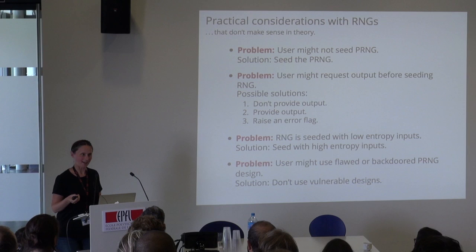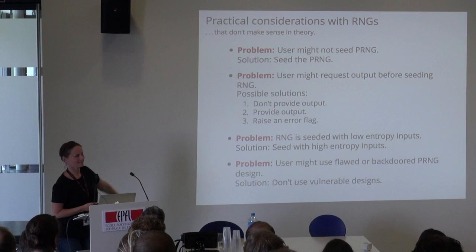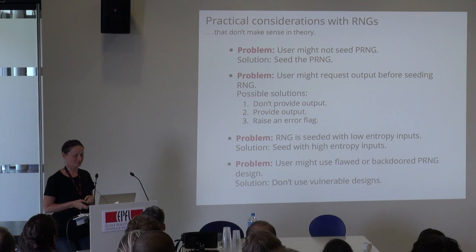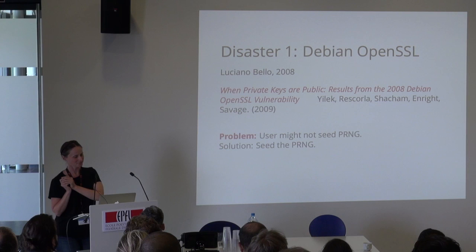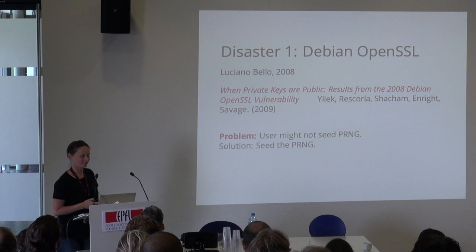So basically, this slide here is the summary of what I'm going to talk about in this talk. I'm going to show how these problems recur over and over again throughout history. So disaster number one that I'll talk about is the Debian OpenSSL disaster. That was discovered in 2008. And of course, the problem is your user might not seed the pseudorandom number generator, and the solution is pretty obvious. You should be seeding it.